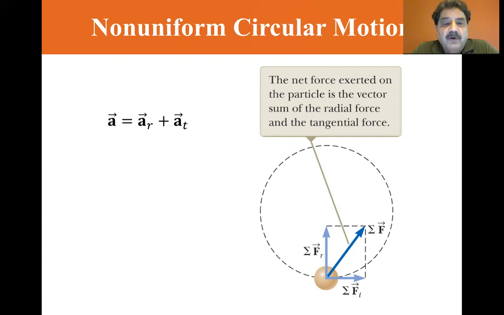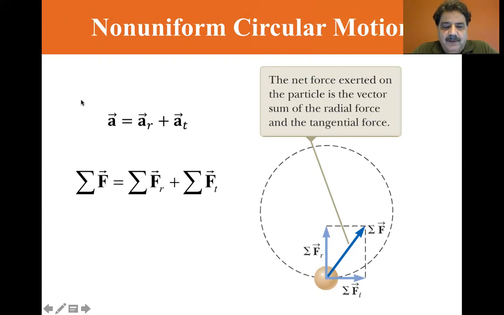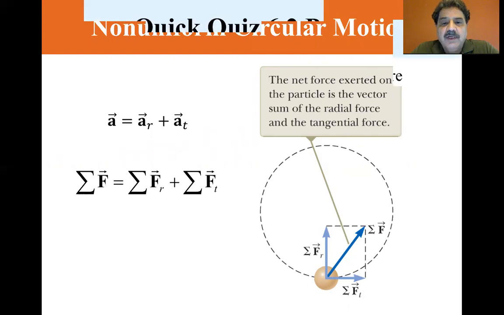Therefore, the total force exerted on the particle is the sum of the radial force directed toward the center of the circle, which is responsible for centripetal acceleration, and the force tangent to the circle, which is responsible for the tangential acceleration that represents the change in the particle's speed with time. The speed could be increasing or decreasing.